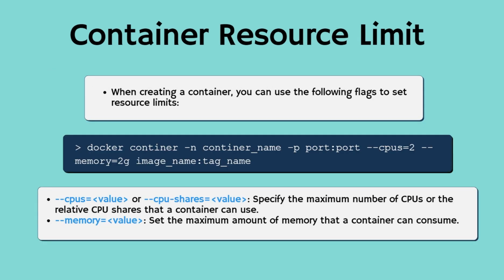When creating a container, you can use the following flags to set resource limits. docker run --name container-name -p port:port -p port:port --cpus=2 --memory=2g image-name. The --cpus=value or --cpu-shares=value option specifies the maximum number of CPUs or the relative CPU shares that a container can use. --memory=value sets the maximum amount of memory that a container can consume.